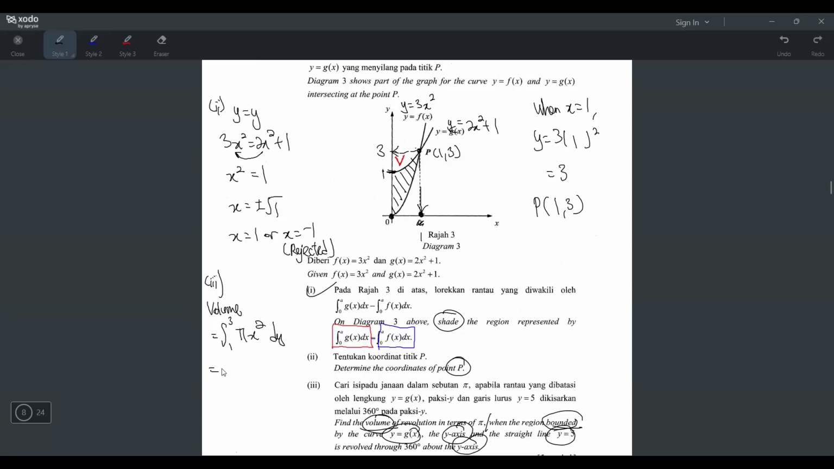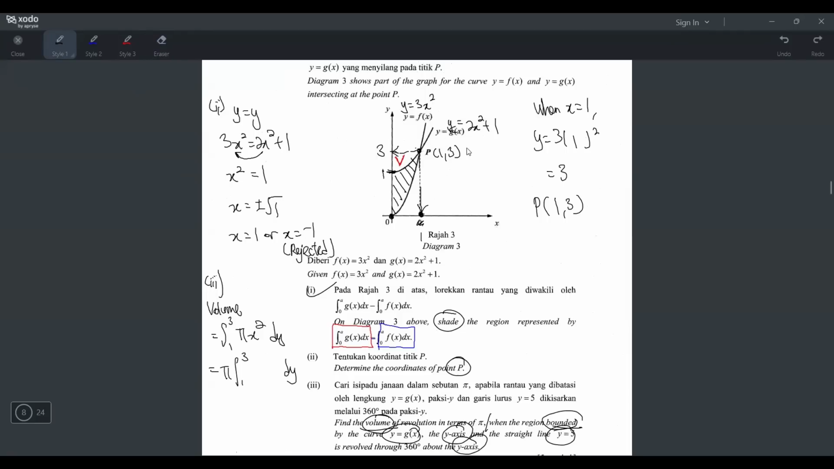So first thing first, the pi can go in front, and then we are left with the integral from 1 to 3. And here I have to sub in x square, right? But this x square you have to sub with the g(x) equation, because the region is in between this curve and the y-axis. So obviously you will take this curve equation, but you need to find x square, right? So I will erase this x square.